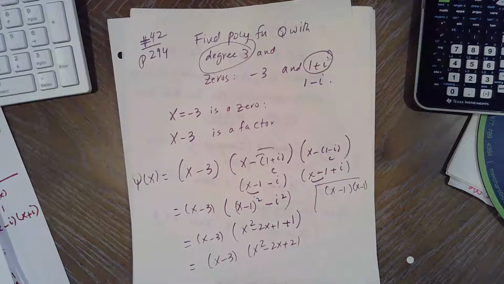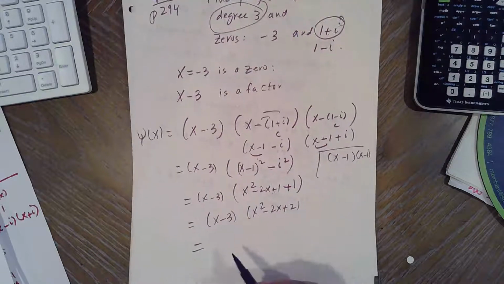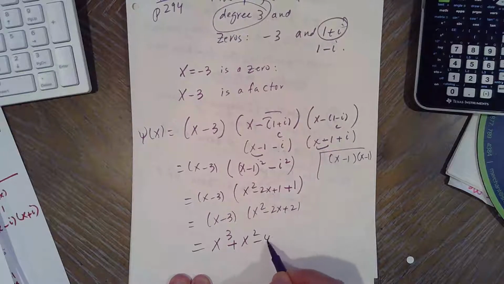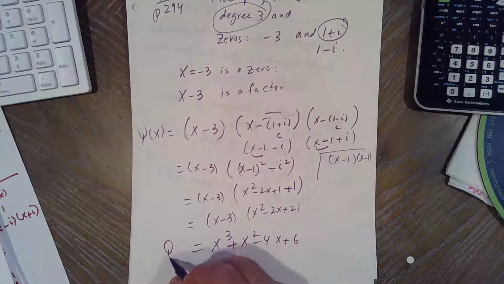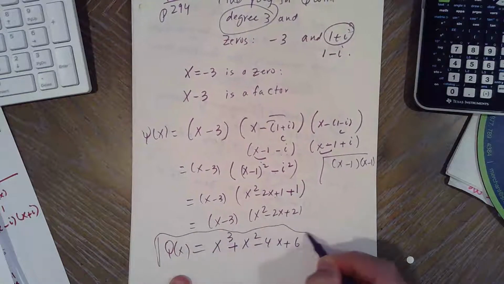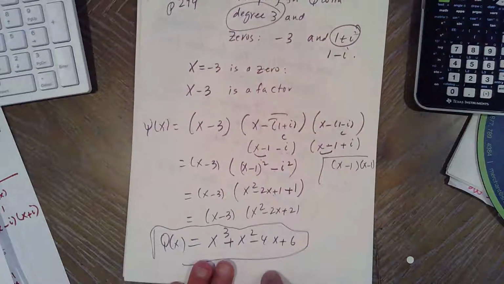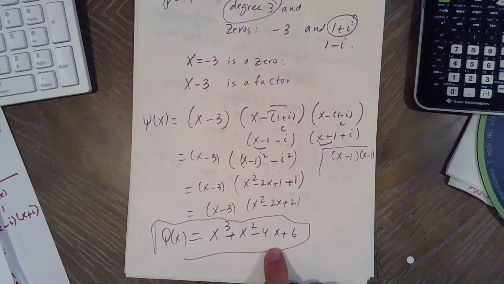And then you multiply it out, and this is what you get: x cubed plus x squared minus 4x plus 6. So usually we're given this and we're asked to find the zeros. Now we were given the zeros and we're asked to find the original function.